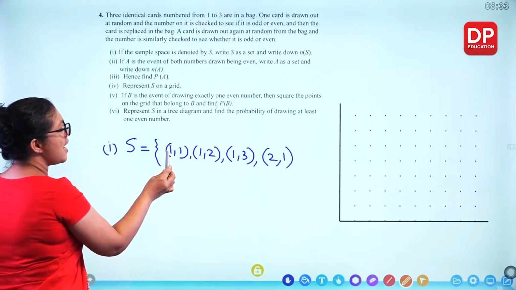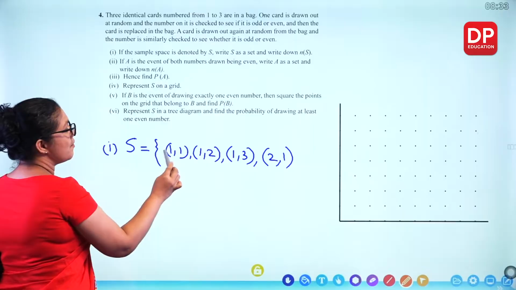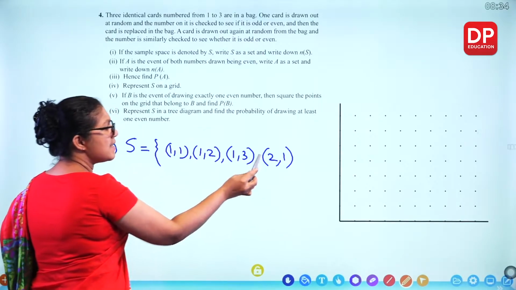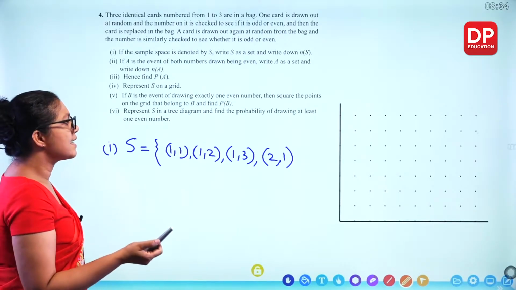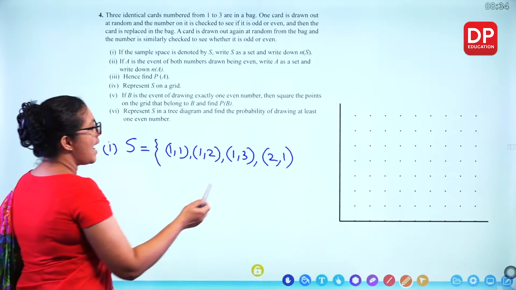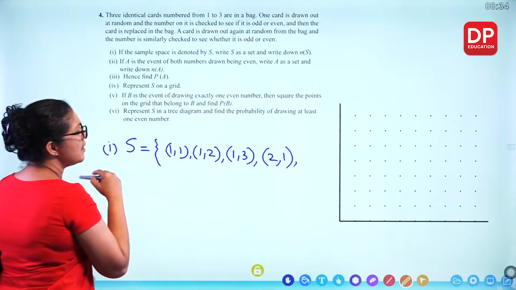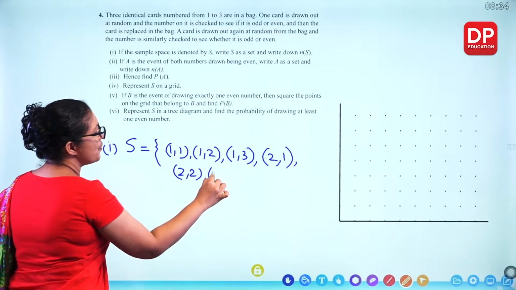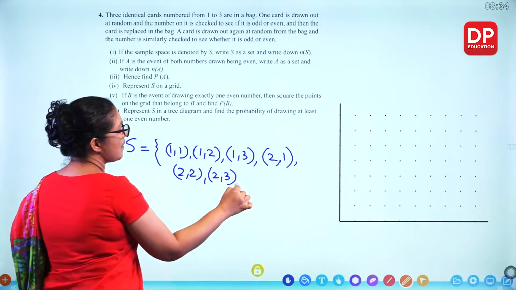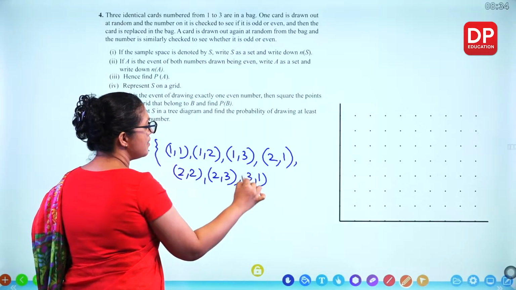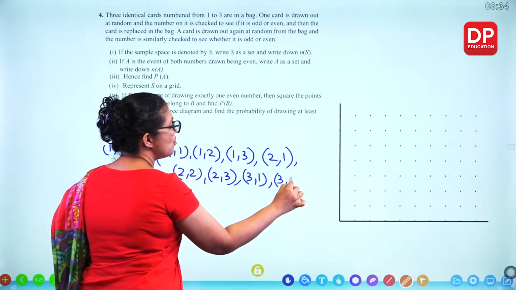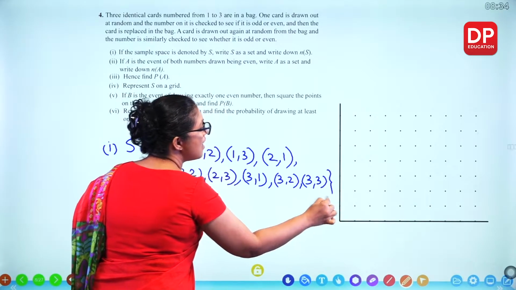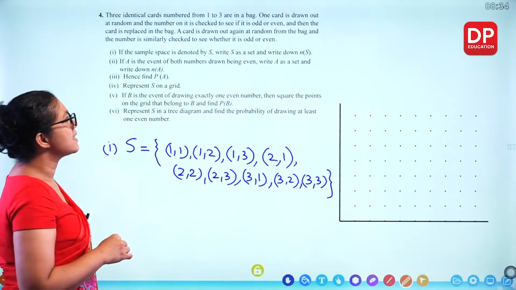So this is first time 1, second time 1; first time 1, second time 2. This means first time 2 and the second time 1. And the other ones, 2, 1, 2, 2, 2, 3. Then you can get 3, 1, 3, 2 and 3, 3. Those are the outcomes you can get.